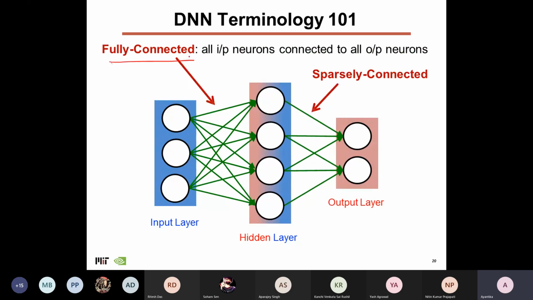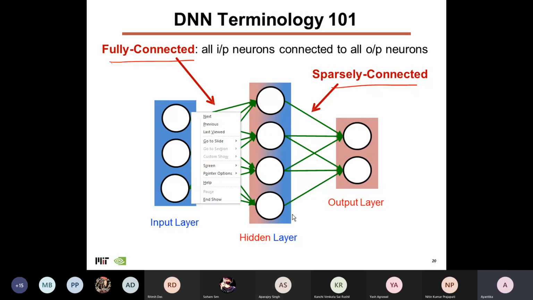This term we will heavily use, fully connected and sparsely connected. Not only for general terminology, this term we will mention again in our embedded scenario. When we talk about fully connected, you can see these nodes coming from this input layer and going to this hidden layer. They are densely connected. That means every node has some connection to the nodes in the next layer.